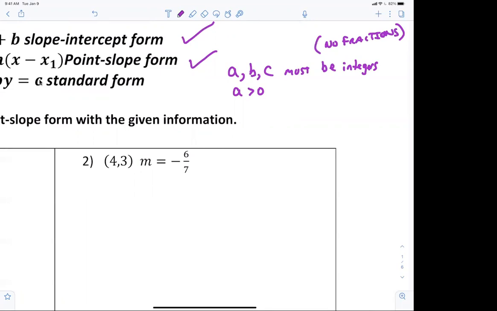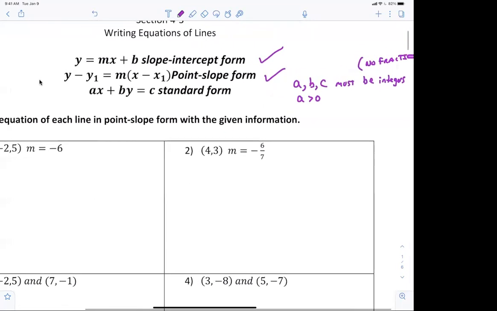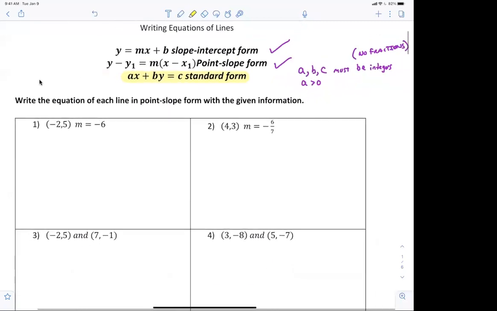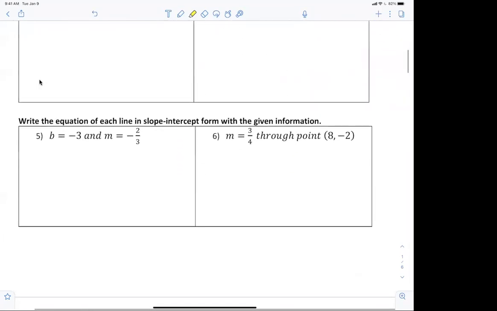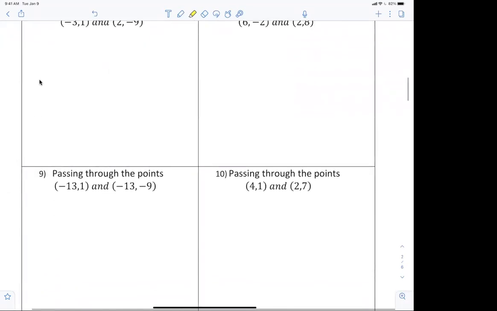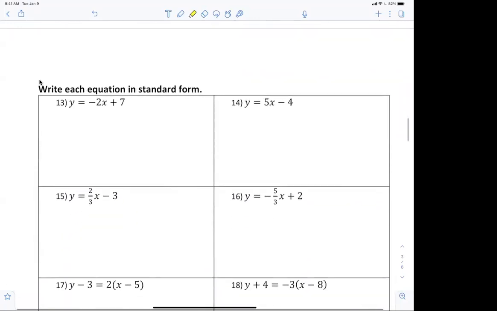So that's the new form. With that little bit of information, I start out reviewing. We'll review point slope tomorrow, continue down, and slope intercept. So we're reviewing both forms, and then the new material is here. Write each equation in standard form. So we're going to start with number 13. Everybody go to number 13.